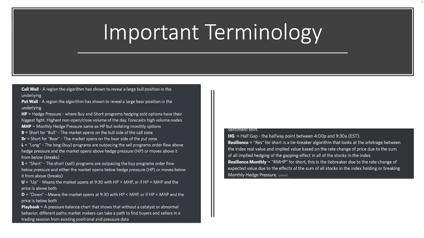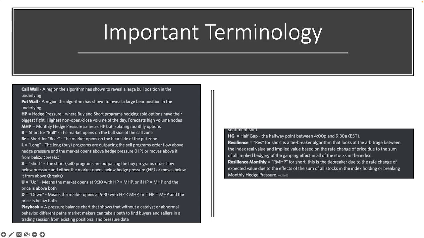Monthly hedge pressure is the same thing, but based around monthly OPEX, which again is the third Friday of every month. We just had one on August 19th, 2022, this past Friday. And then when we look at their liquidity maps, some important terms are B equals bull. So if we open in the bull zone, BR equals bear if we open in the bear side in that put zone with all those put walls.